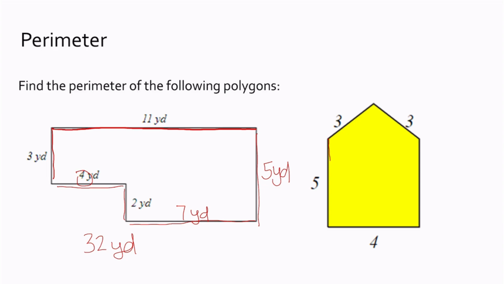And then here as well, we have 5 here, and it's the same height over here. Even though we don't have those hash marks, we can see that it's the same height. So we have 5 plus 3 plus 3 plus 5 plus 4, 20.